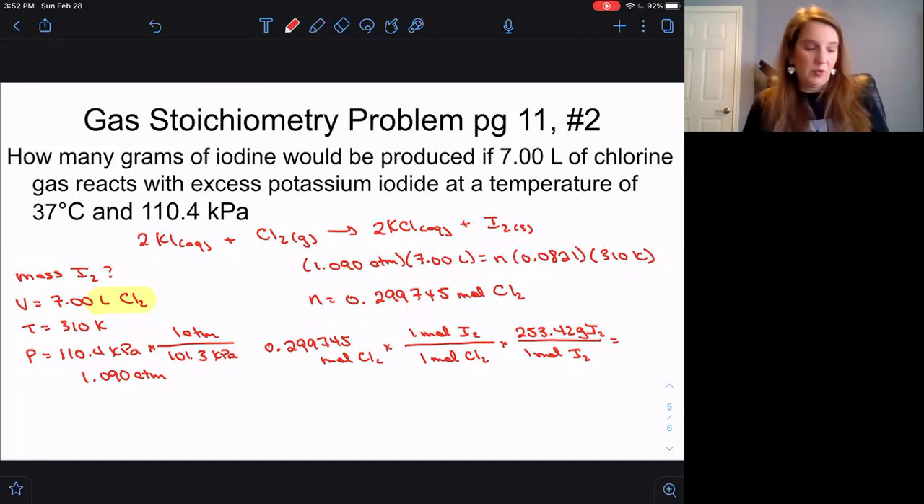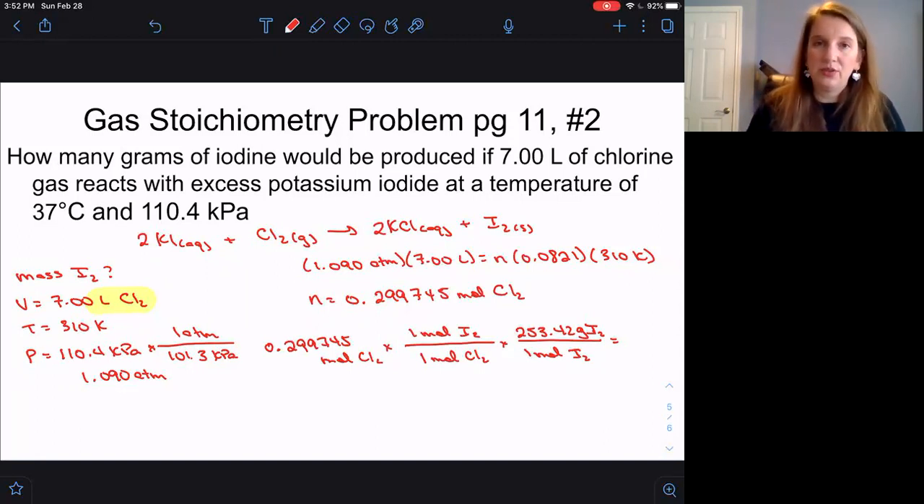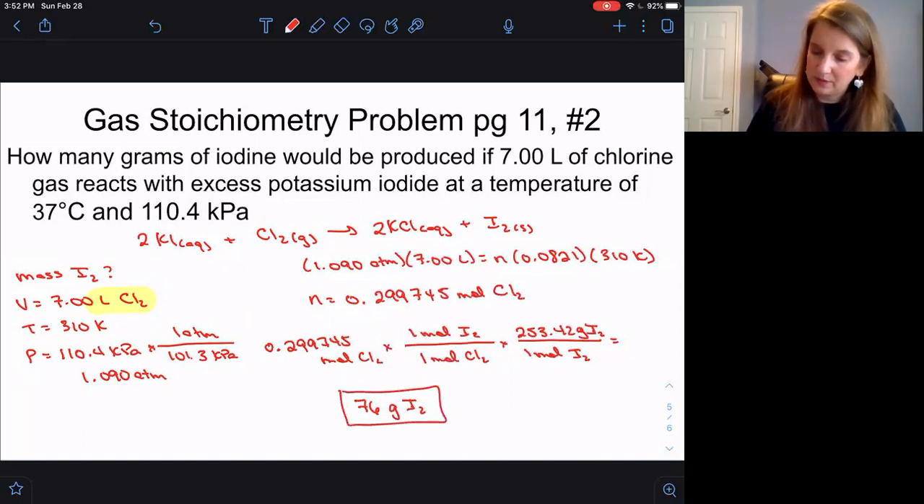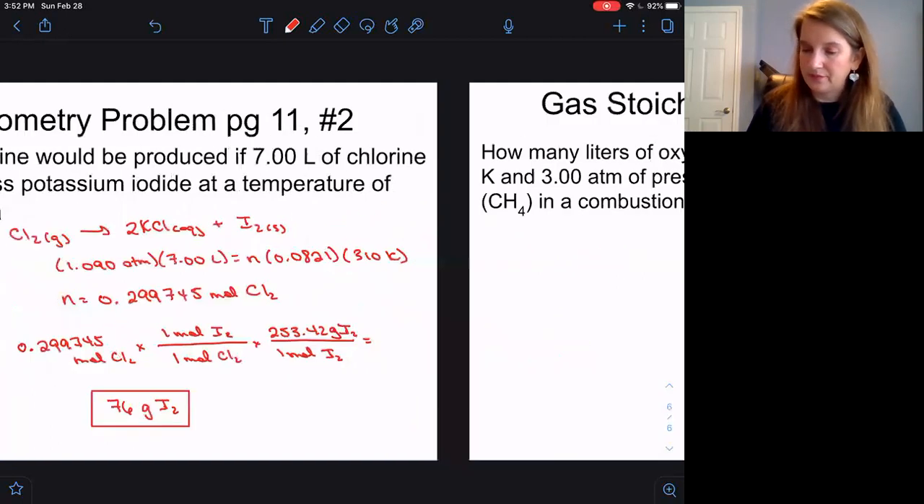All right, so I'm going to take my moles that I calculated, times my mole ratio, which is just 1 to 1, times my molar mass of solid iodine. Now I'm only going to be able to get 2 sig figs on this question because of my temperature. So my answer is going to be 76 grams of iodine. Sorry, I don't know why that was. Here we go. All right, let's take a look at the next question.